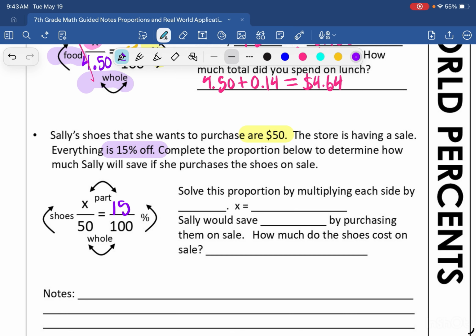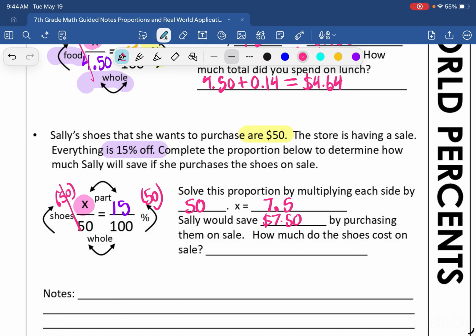Solve this proportion by multiplying each side by... well, if we look, my variable is already in the numerator, so I just need to multiply each side by 50. That will cancel that side out. Then I have 15 times 50 divided by 100. 15 times 50 divided by 100 is 7.5. So Sally would save $7.50 by purchasing them on sale.